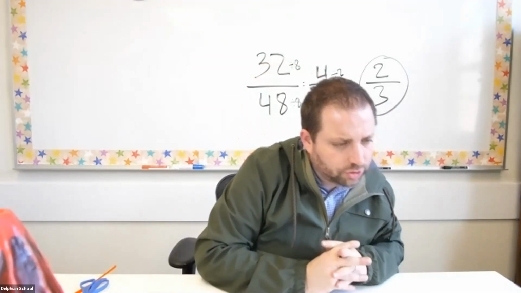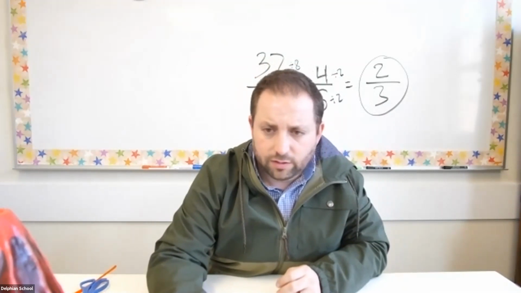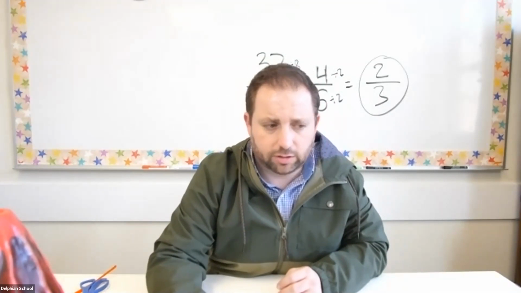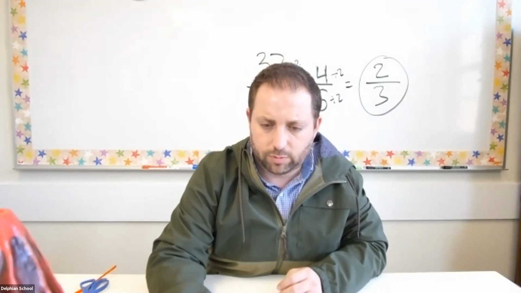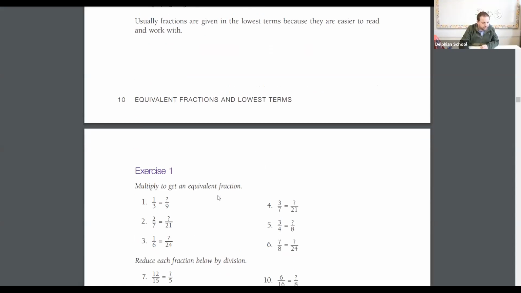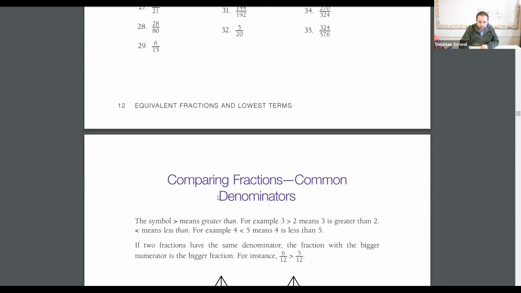All right, so we're going to do a couple exercises from the book. Let me just put it up on the screen, and I'll write them on the board and we'll do them together. We're going to do exercises 19, 20, and 21.